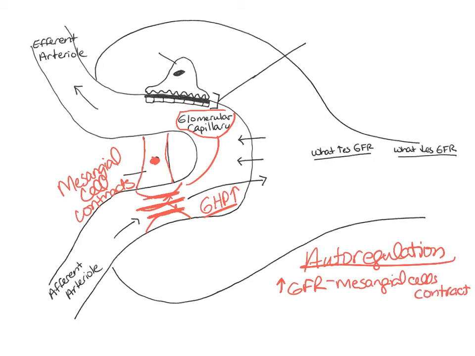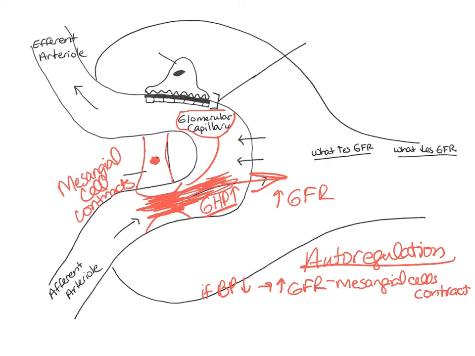Right? The second way is that, and this is going to occur if your blood pressure drops. So if your blood pressure decreases, then the mesangial cells will contract. It will narrow the lumen and increase the pressure inside that glomerular capillary, and then your glomerular hydrostatic pressure will go up, which will then increase your glomerular filtration rate, how fast that fluid is being filtered.